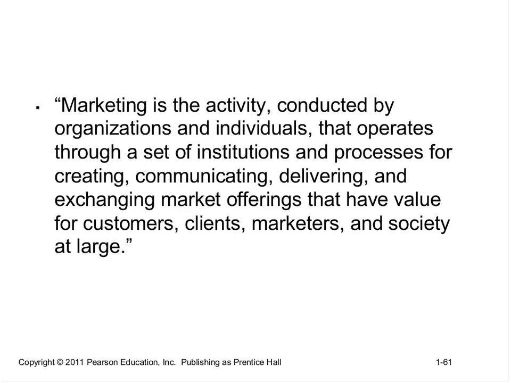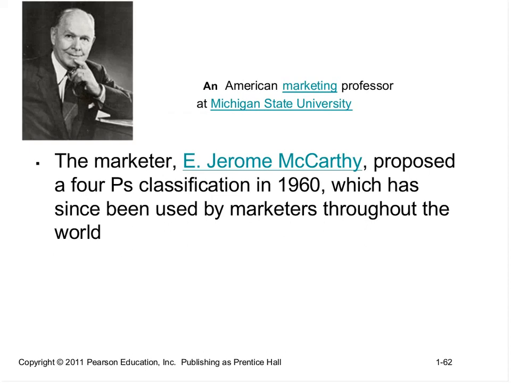This is another definition for marketing, also saying marketing is the activity conducted by organizations and individuals. Individuals can also do this activity, not just organizations, that operate through a set of institutions and processes for creating, communicating, delivering, and exchanging market offerings that have value for customers, clients, marketers, and society at large. Finally, society can enjoy good marketing activities, and it is the best way. Today, we hear a lot about social marketing. What is social marketing? It is related to marketing theory. Last week I told you about marketing theory and the third generation of marketing.